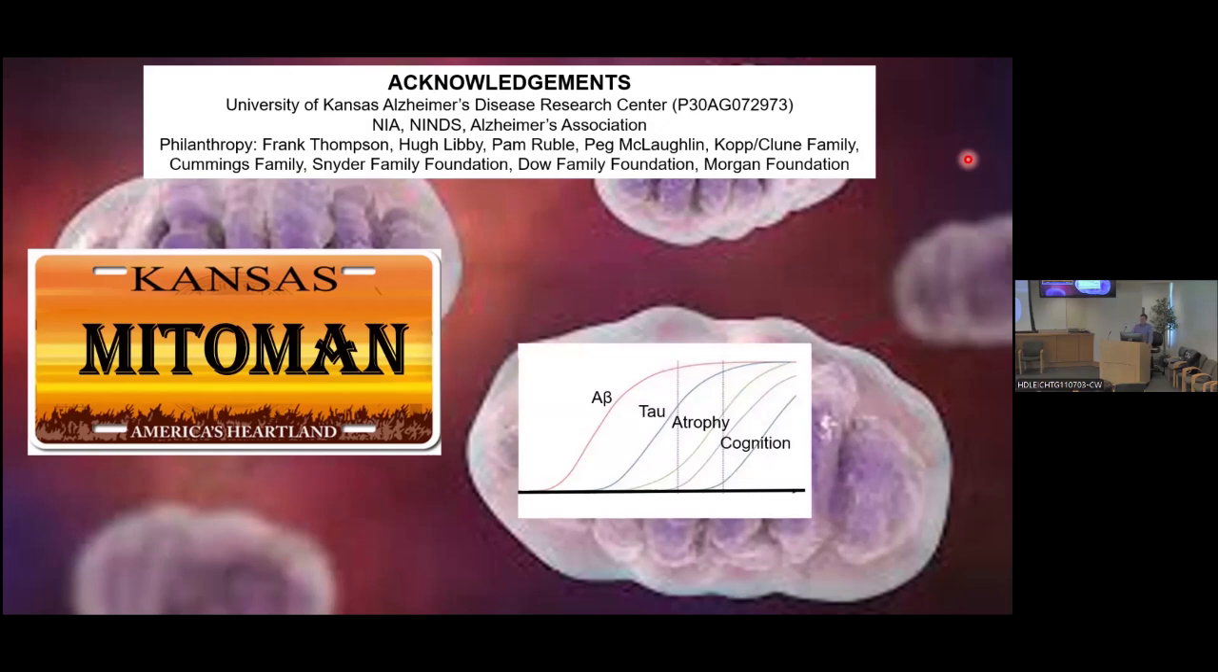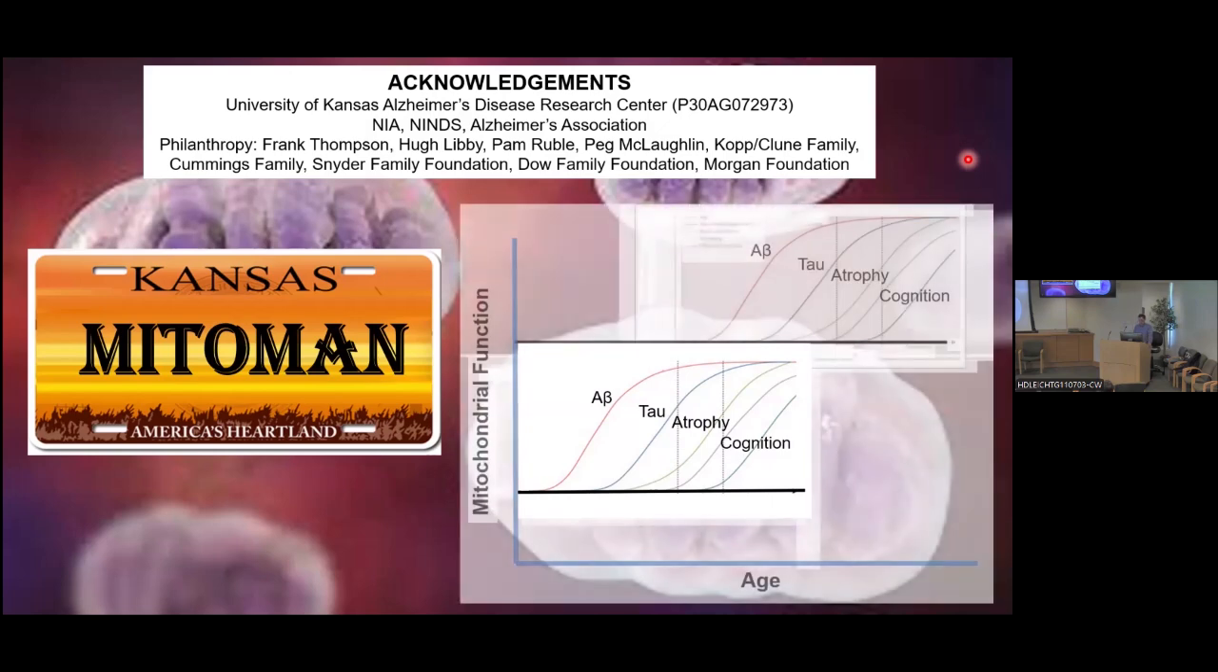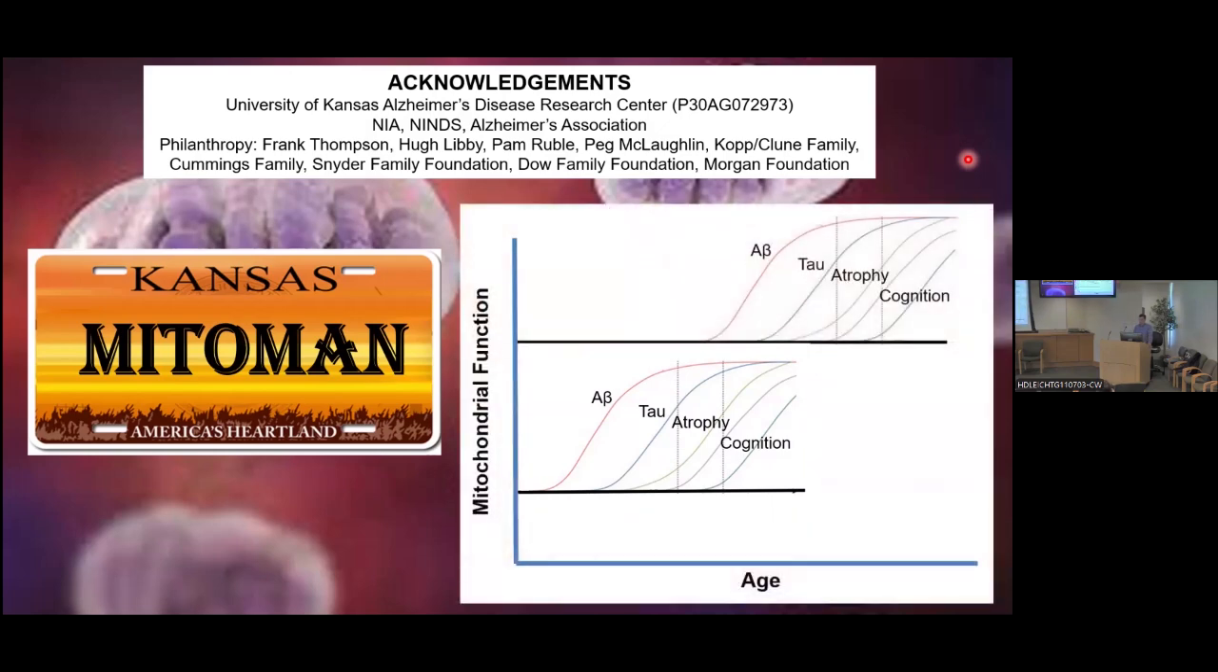But I'll leave you with this one thought. Even if these Jack curves inform your conceptual approach to Alzheimer's disease, consider that it may be playing out against a mitochondrial background, such that those who have less robust mitochondrial function may transition through these stages at a younger age than those who have more robust mitochondrial function.